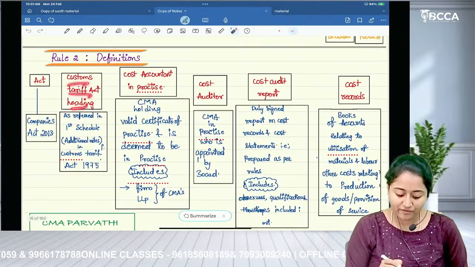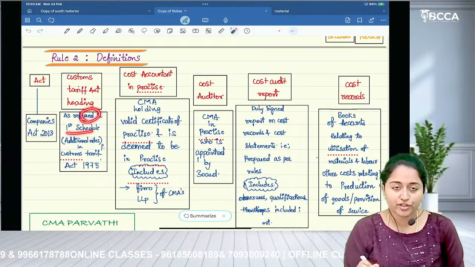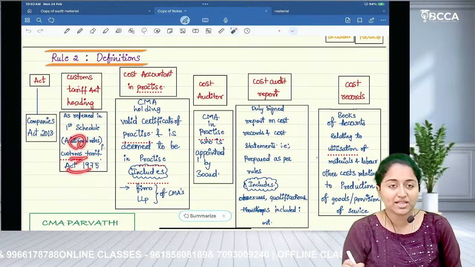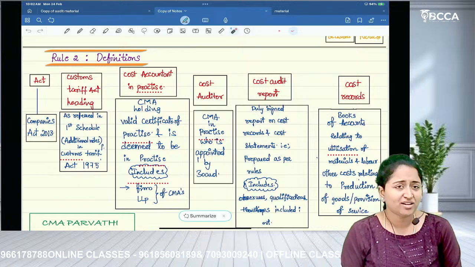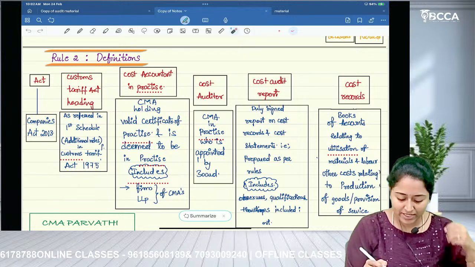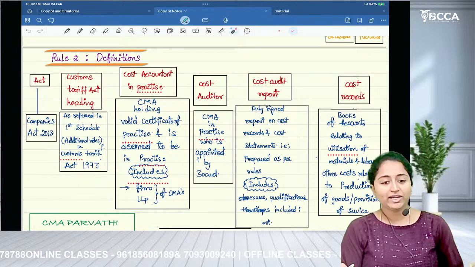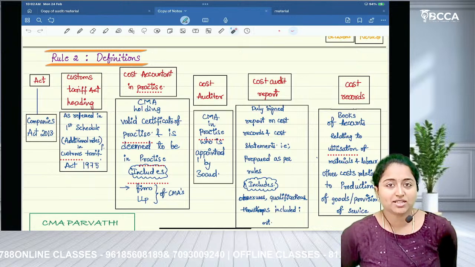So Customs Tariff Act heading, as referred in the First Schedule, additional notes in the Customs Tariff Act 1975, it is called as Customs Tariff Act heading. Now, cost accountant in practice. Who is a cost accountant in practice?